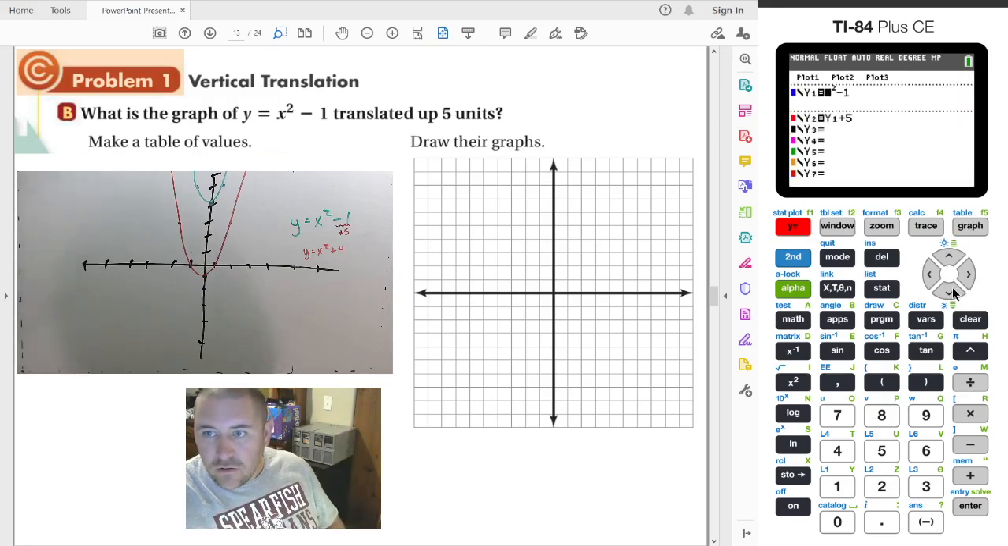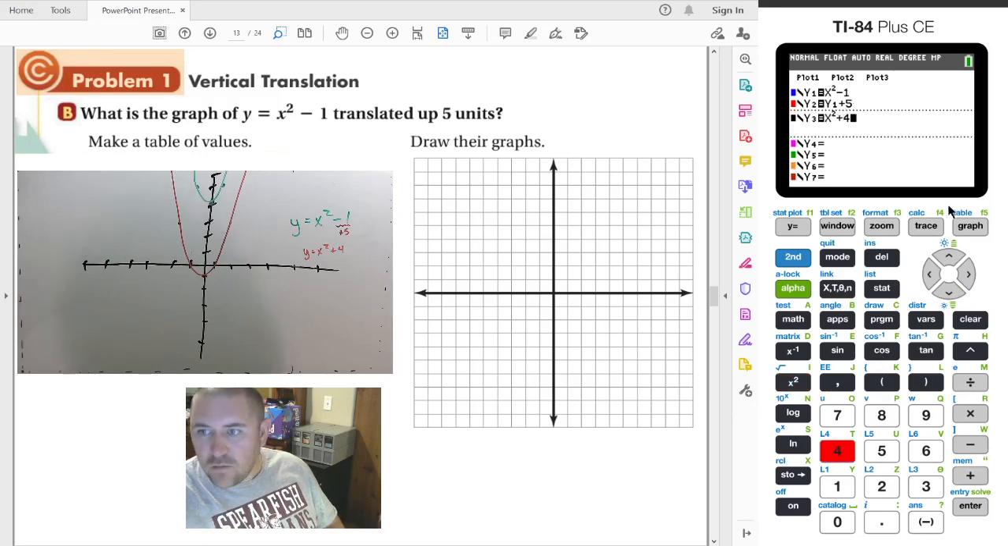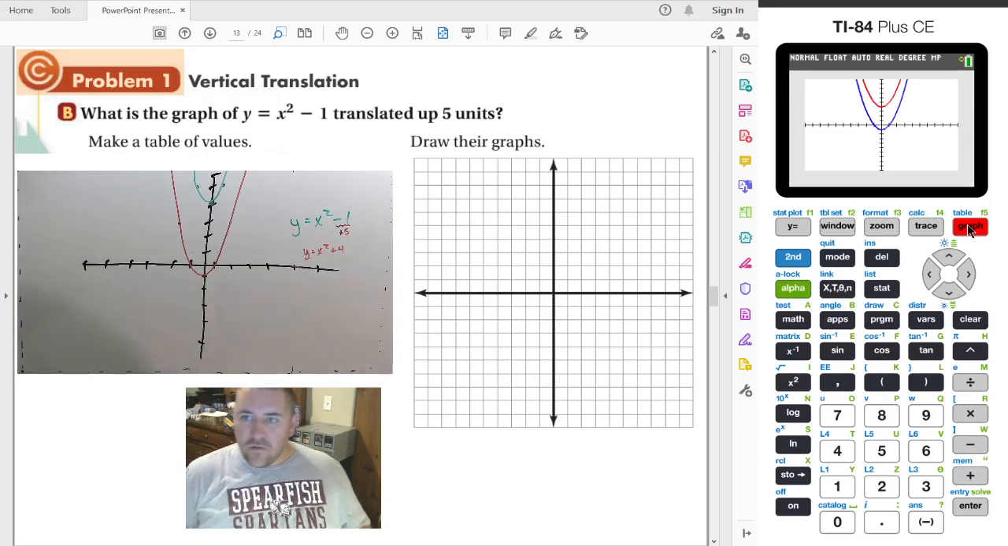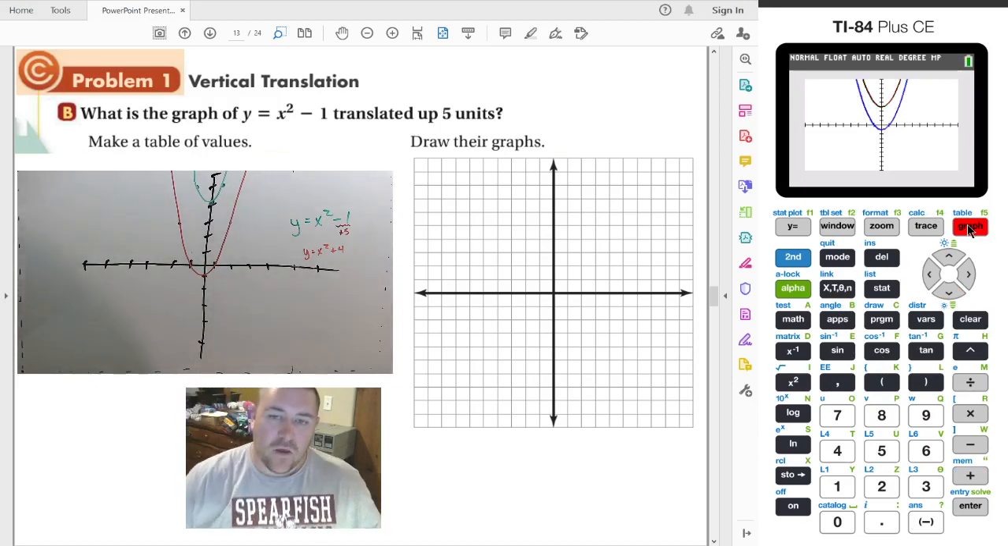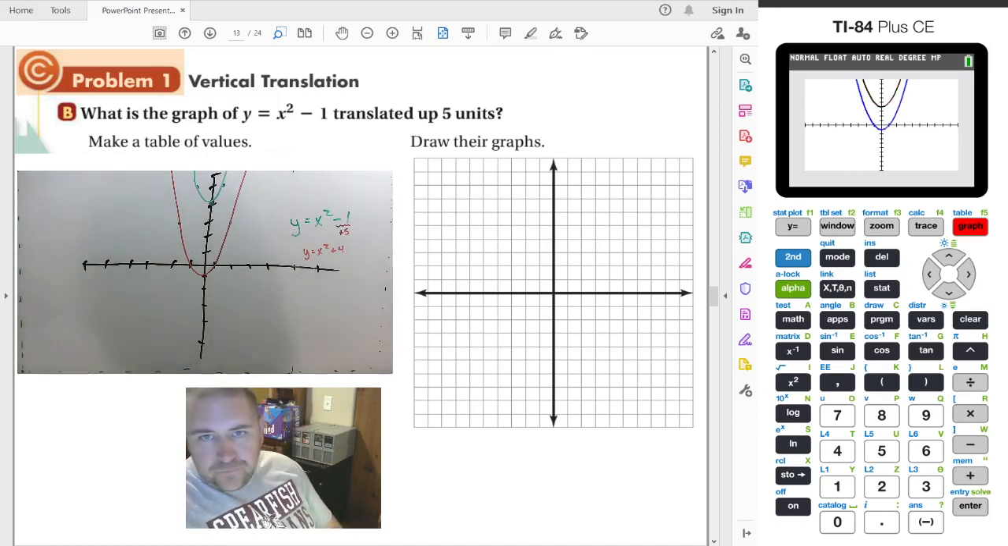Additionally, I could have taken that same thing and maybe I would, just to prove to you it's the same, x squared plus 4. So I'm taking 5 and adding it into the k spot. When I go to graph, you see, it just colors in the same thing. So that's how I know I did it right.